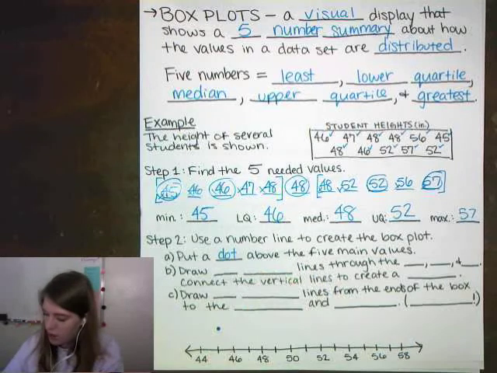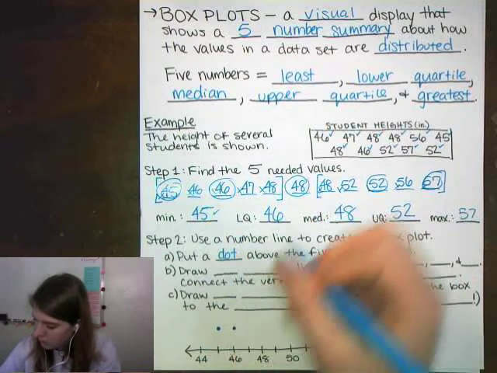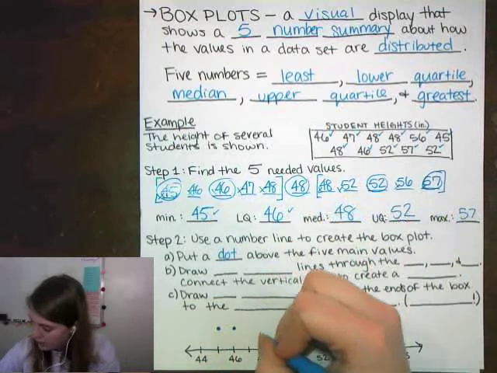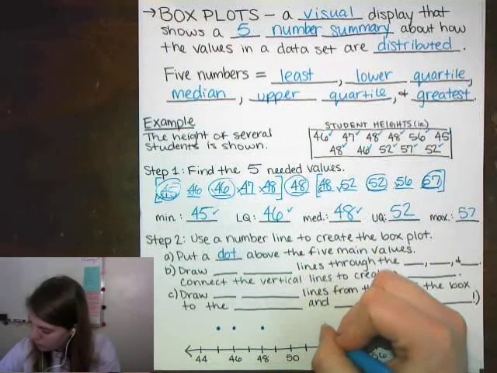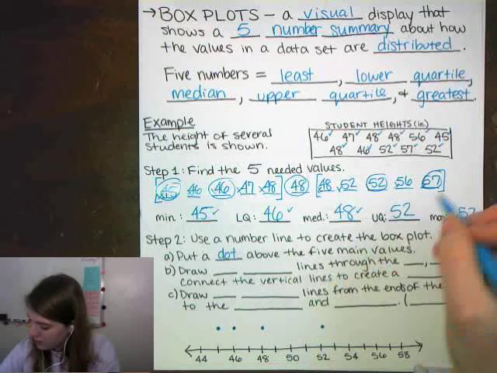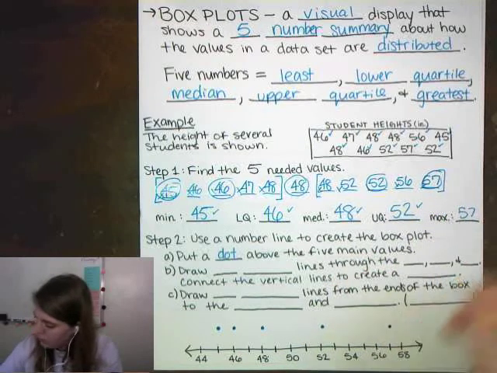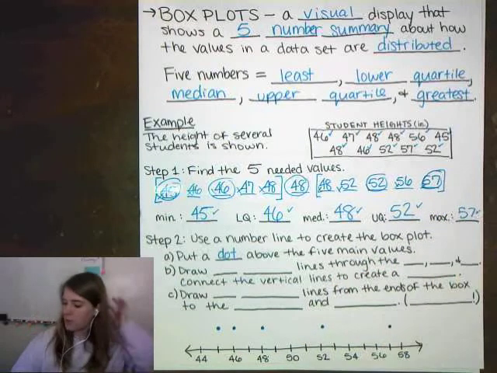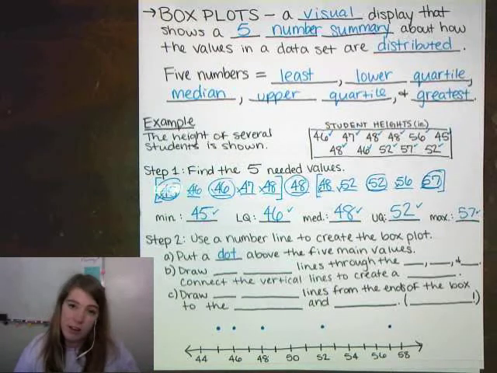So 45, 46, 48, 52. I probably put mine a little too high because it's all kind of cramped, but whatever. 57. Okay, so the second step of making the box plot, easy peasy, is just five dots at the numbers that you already found.